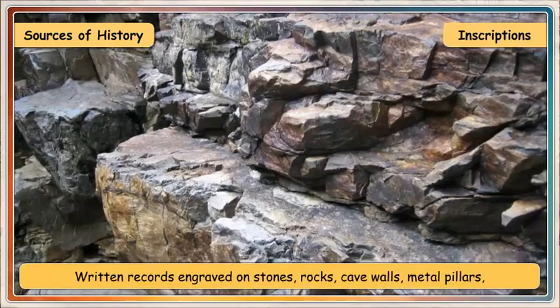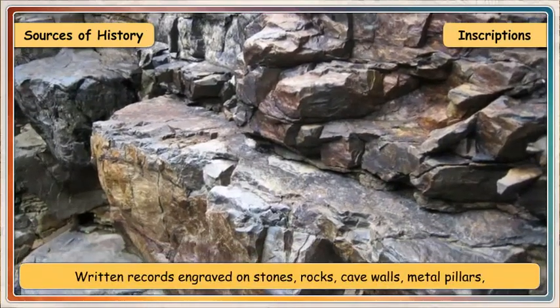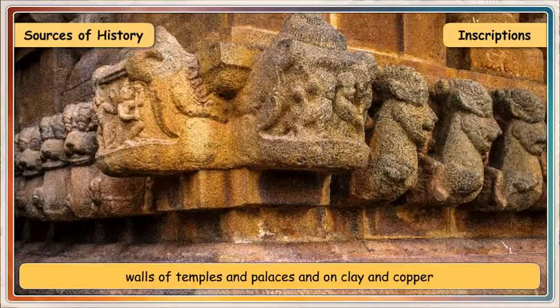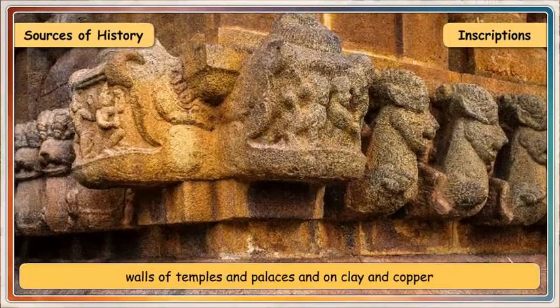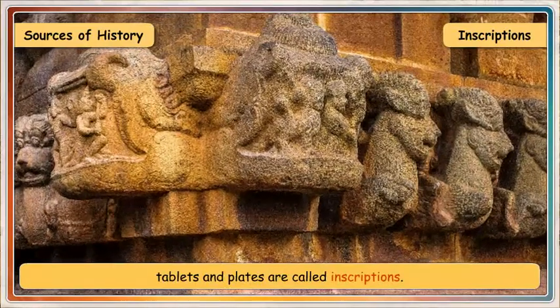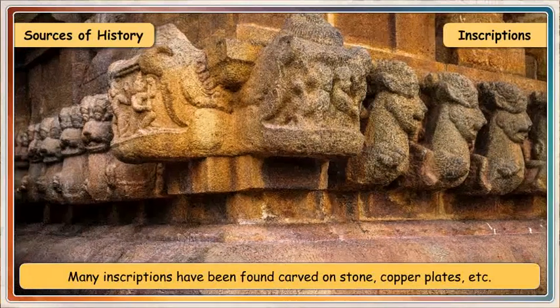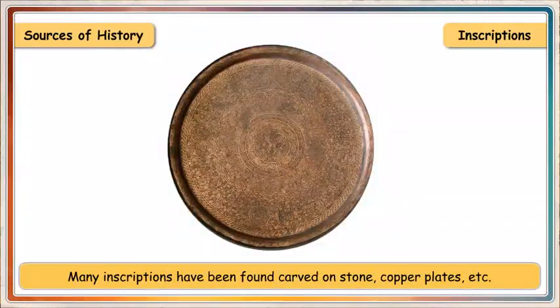Inscriptions. Written records engraved on stones, rocks, cave walls, metal pillars, walls of temples and palaces, and on clay and copper tablets and plates are called inscriptions. Many inscriptions have been found carved on stone, copper plates, etc.